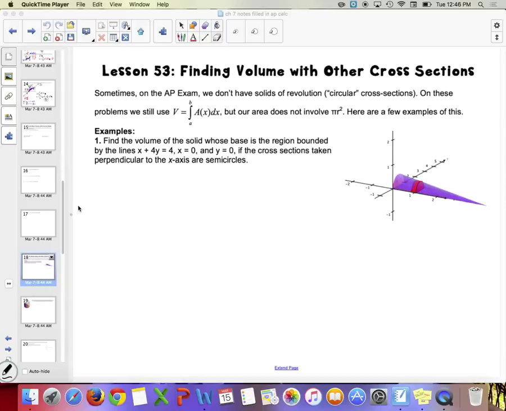153 is on finding volume with other cross-sections. So this is when we don't have solids of revolution. So we're not going around like the x-axis or the y-axis. We don't have circular cross-sections. So the first one. Okay, and do you guys remember this equation?